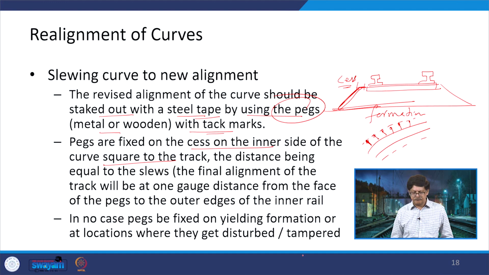The distance being equal to the slews, whatever slew we have calculated, the final alignment of the track will be at 1 gauge distance from the face of the pegs to the outer edge of the inner rail. In no case should the pegs be fixed on a yielding formation, as I already defined, or at locations where they get disturbed or tampered. If they get disturbed and tampered, then again you have to do all the calculations, you have to repeat the work.